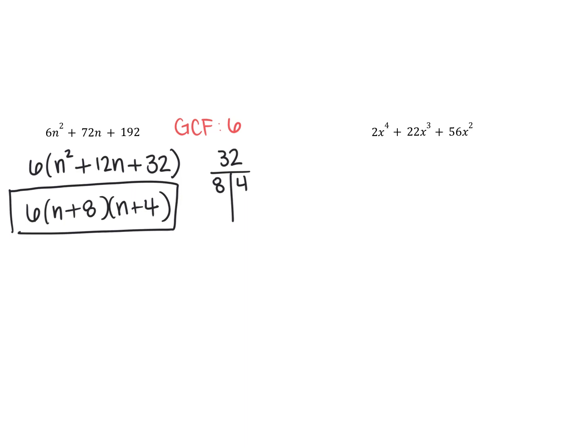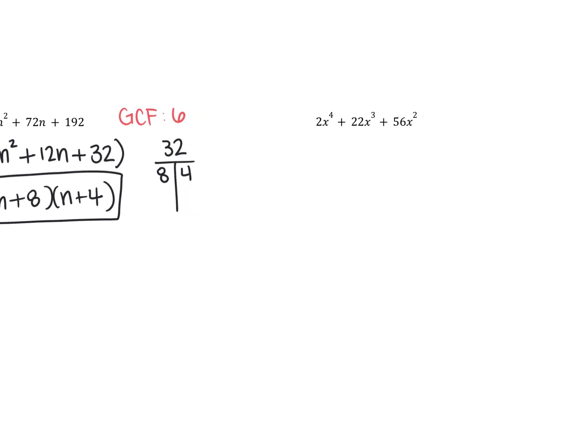All right, last example we're going to do from part 1. We have 2x to the 4th plus 22x cubed plus 56x squared. When we are factoring a GCF out of a trinomial, it doesn't just have to contain a number. It can also contain a variable. If I look here, all of those numbers are divisible by 2. But another thing is every term also contains a variable x. And I'm actually going to factor out my lowest possible exponent, which is x squared.